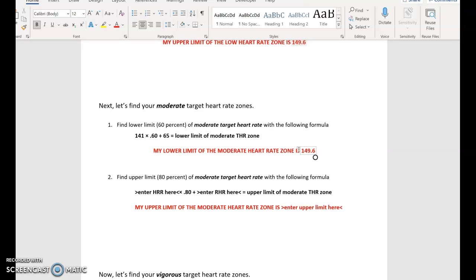Now we're going to find our upper limit of the moderate zone, which is 80%. So again, HRR is 141. Our resting heart rate was 65. And I'm going to do the math quick. I have my calculator opened on my phone, which is how I'm doing the math. 141 times 0.8 equals, and then add 65. And I got 177.8. All right.